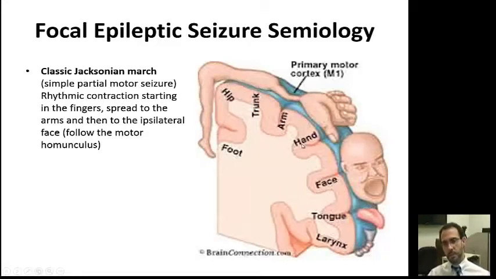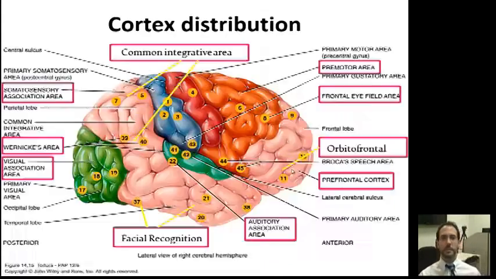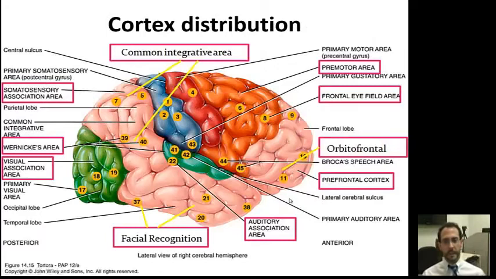Basically, it starts here, and as it spreads wider and wider, it also involves the same side of the face and the same side of the arm, extending toward the lower extremities as well. So that's a good example.